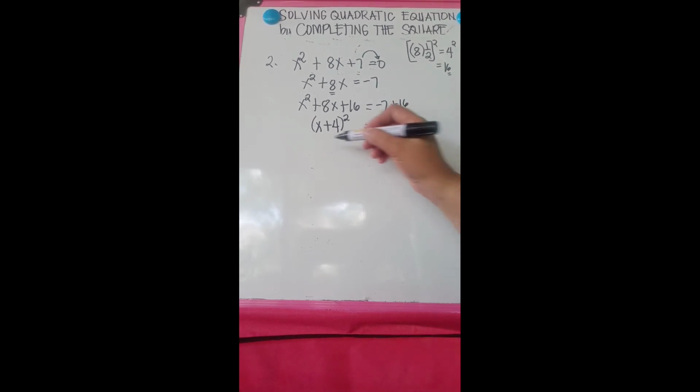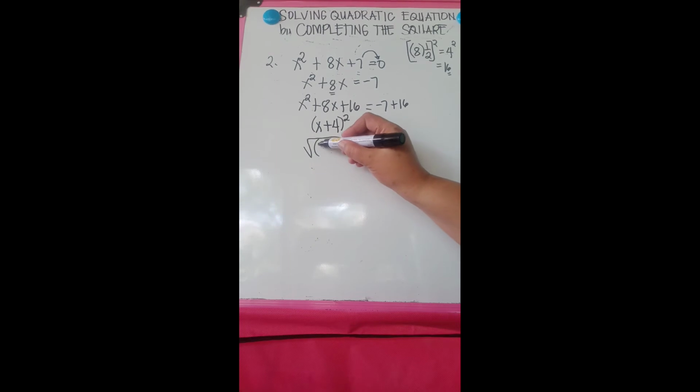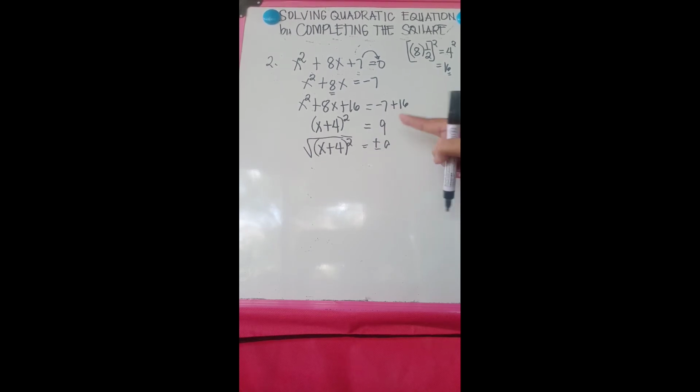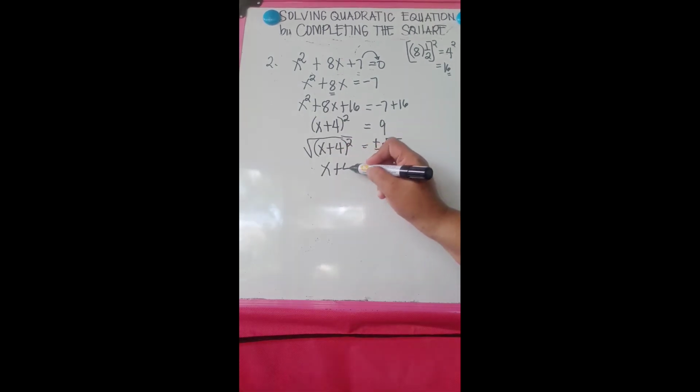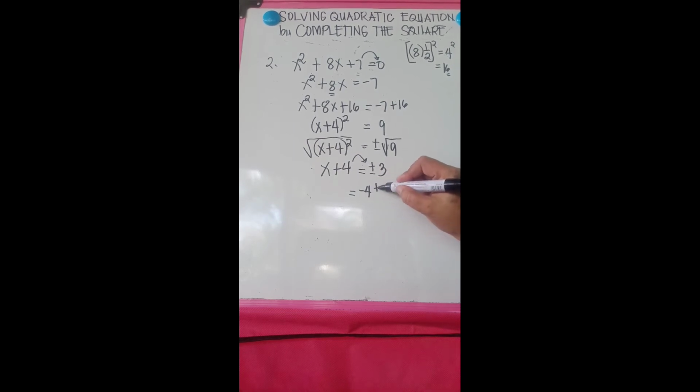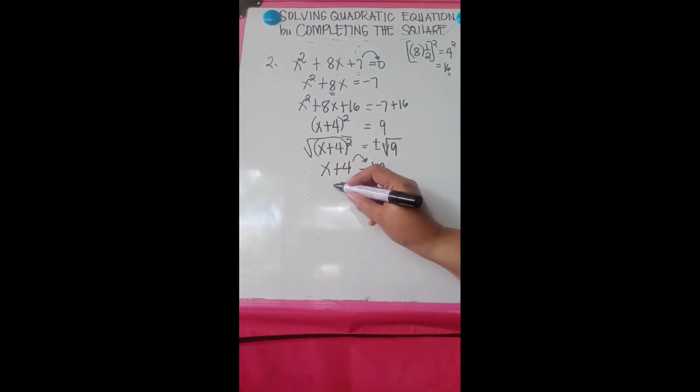So, ngayon, after that, extract now the square root on both sides of the equation. Then, equal to positive, negative, square root of 9. So, the square root of 9 is 3. So, positive, negative, 3. Then, we have, syempre, square root of the square of x plus 4 is x plus 4. So, pag ililipat natin yung 4 sa right side, magiging negative 4. Then, plus, minus 3. Okay.